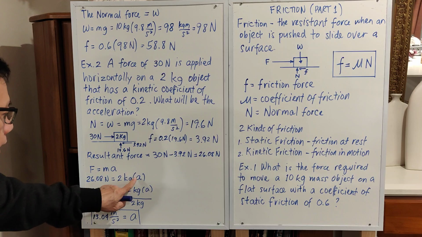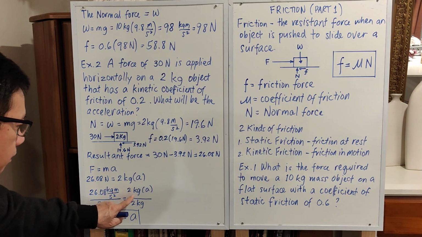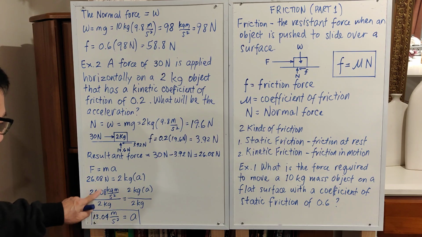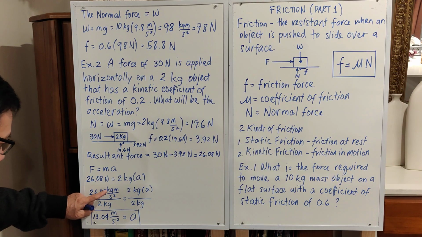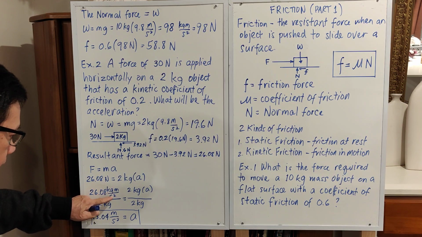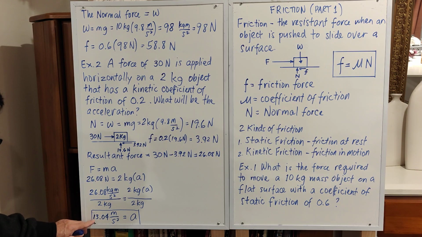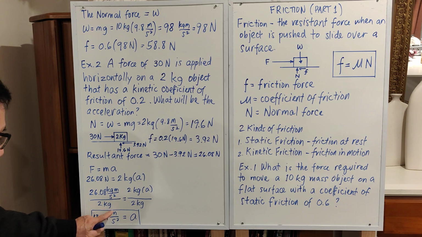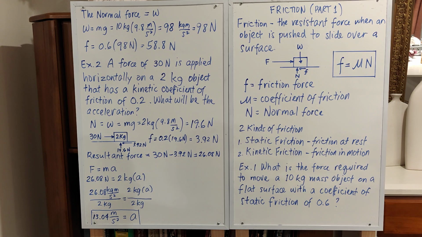What is with A is 2 kilograms. So we need to divide both sides by 2 kilograms. So 2 kilograms and 2 kilograms will cancel out. The kilogram here will cancel out with the kilogram here, leaving only meters per second squared as the unit. So 26.08 divided by 2 is 13.04 meters per second squared. This will be your acceleration of the object.